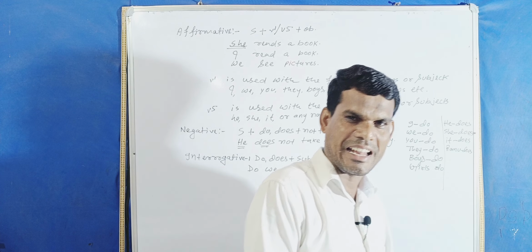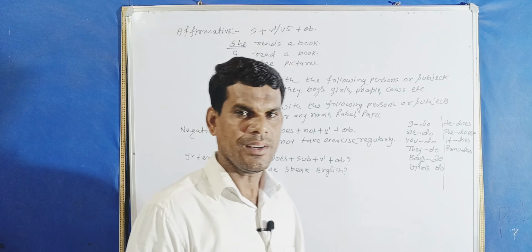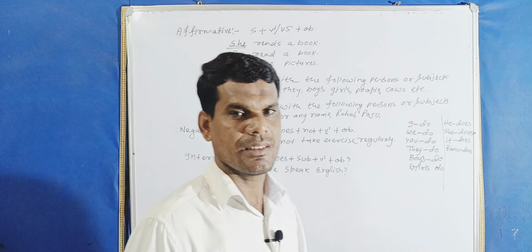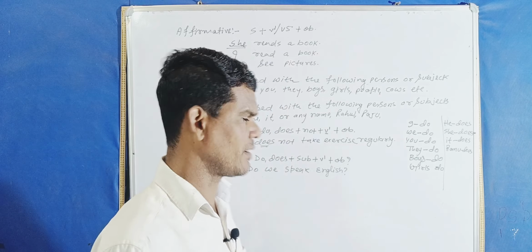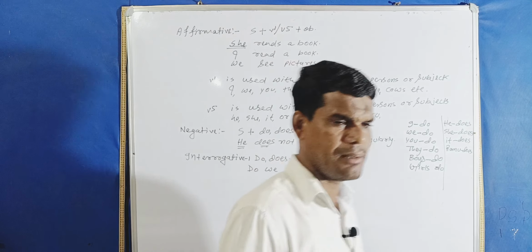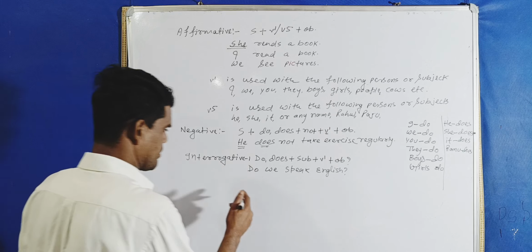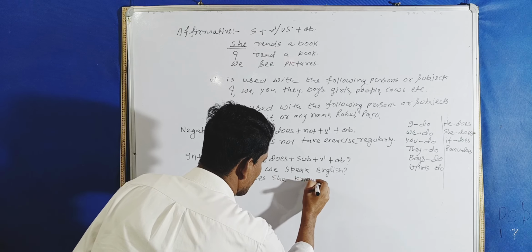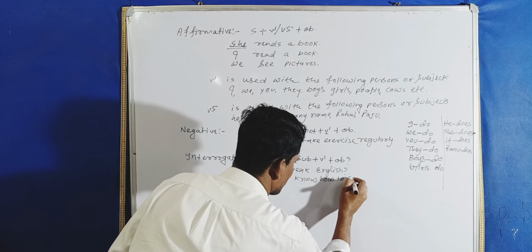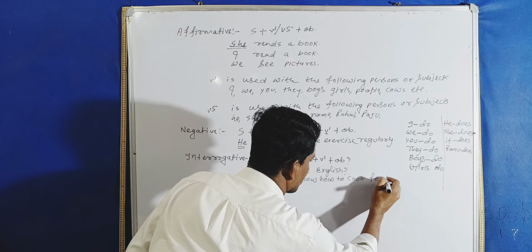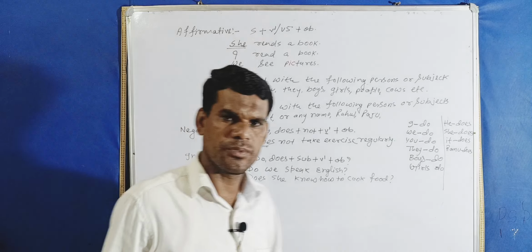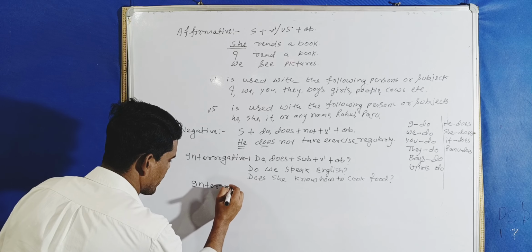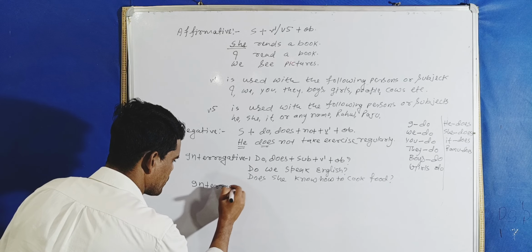To make you understand the sense of interrogative 1: when a helping verb occurs at the beginning of the sentence, this is also known as interrogative 1. There are so many examples we can give of interrogative 1, like does she know how to cook food? Does she know how to cook food? In this way. Now interrogative 2.